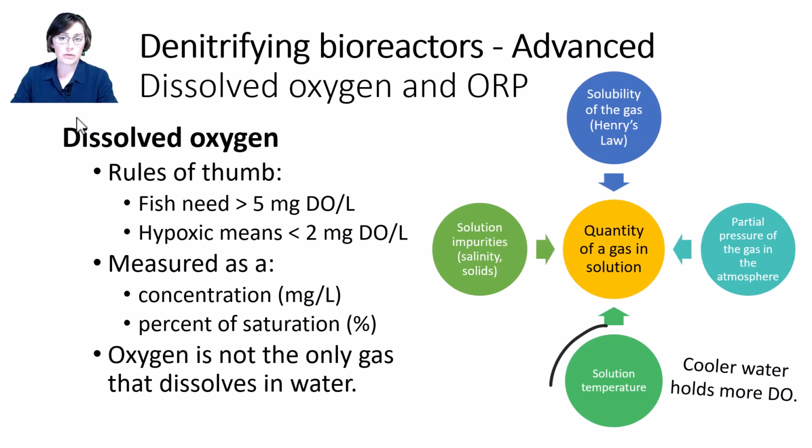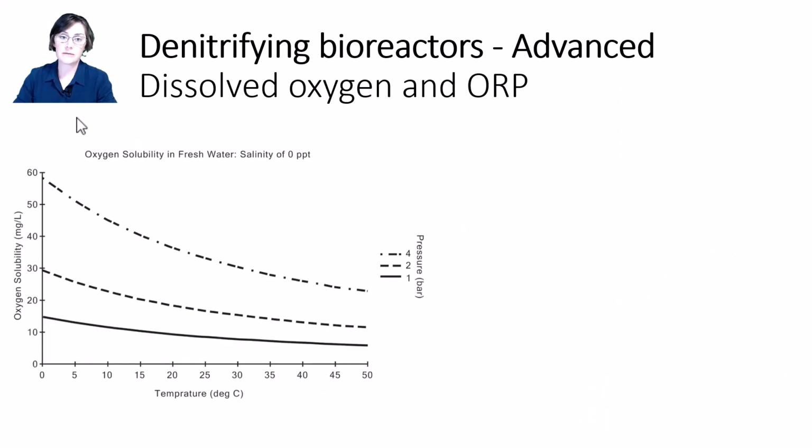The water temperature is really interesting because cooler water holds more dissolved gases. This seems somewhat backwards to me, but nevertheless, this graph illustrates that increasing temperatures, as you move from left to right, the solubility of oxygen in fresh water decreases. And you see that line regardless of the pressure, which are the 3 different lines. That means that cool water naturally can hold more dissolved oxygen compared to warmer water.